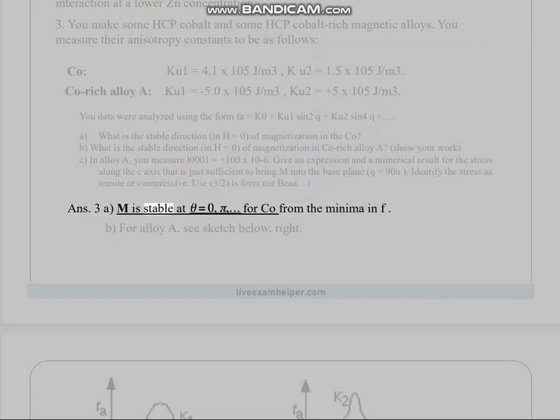Answer 3A. M is stable along the c-axis for Co from the minima in F. B. For alloy A, see sketch below, right.